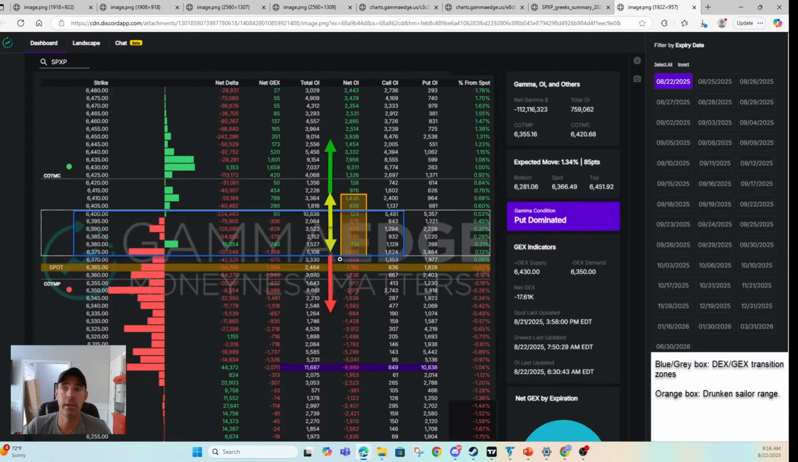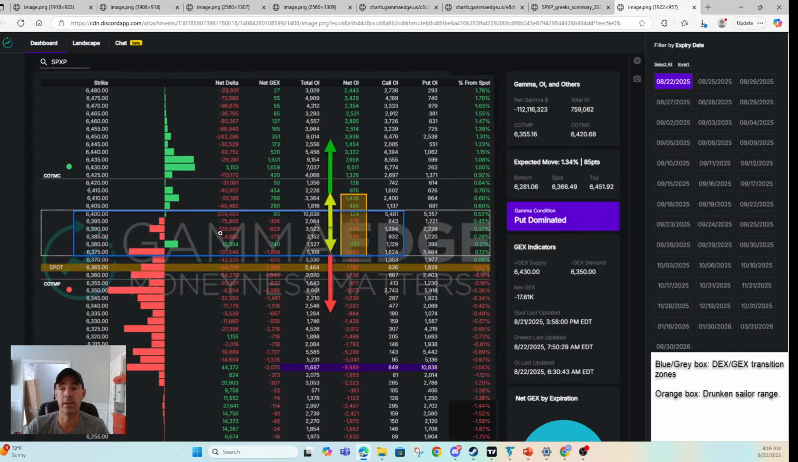So 2 ways to play this today. Below the drunken sailor range, we look for a short for a move down towards 63.50. Above the drunken sailor range and transition, we'll move to a little bit more call dominated positive gamma. Obviously, we still have in the money puts above us. These are put dominated, so we're going to have to see a significant amount of out of the money call speculation come in to drive us up towards 64.30.